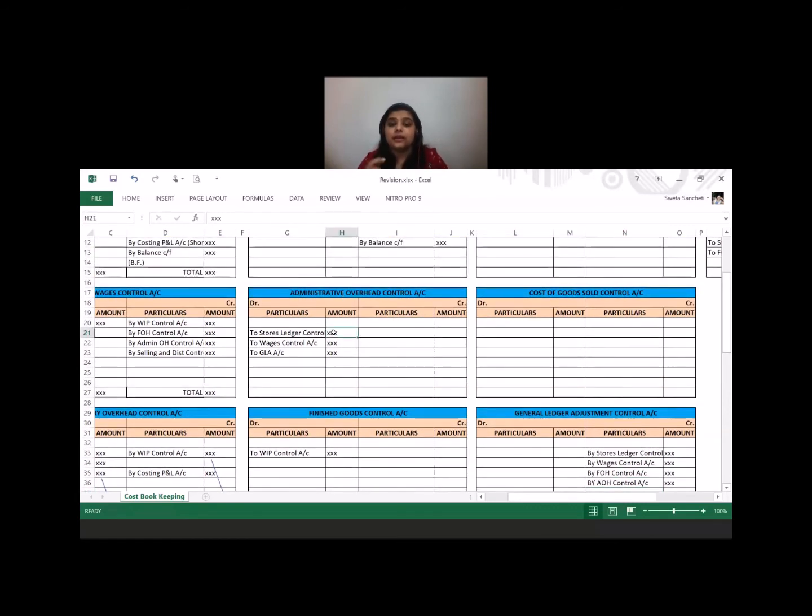Now यहाँ पे क्या है? Indirect material आ गया, indirect labor आ गया, indirect expenses आ गया. This all overheads again. Where will I shift? Now my factory cost is sitting in the finished goods control account. So obviously I will shift it. I will add it to the finished goods account. So by finished goods control account, the entry is here. Now finished goods control account. So obviously I will have to write here to admin overhead control account.